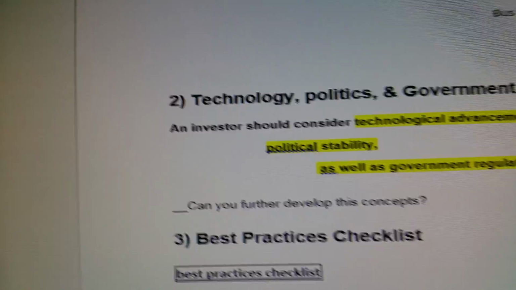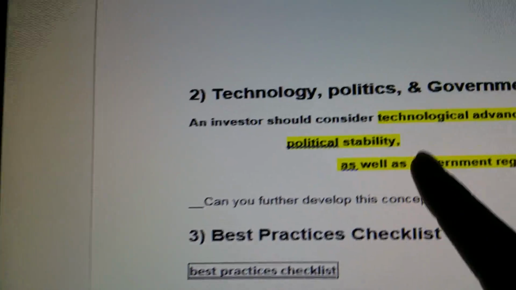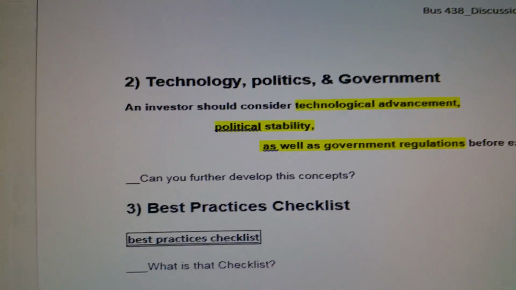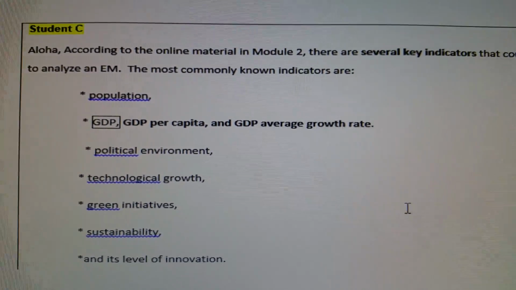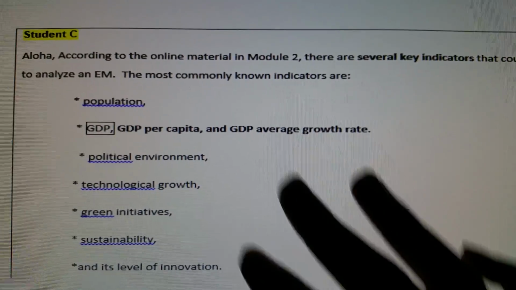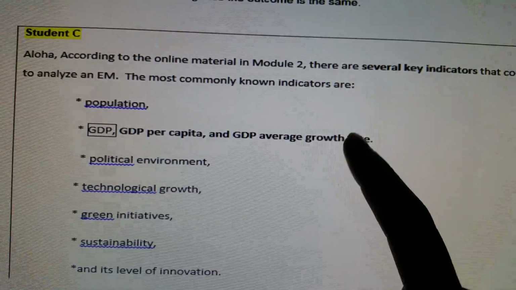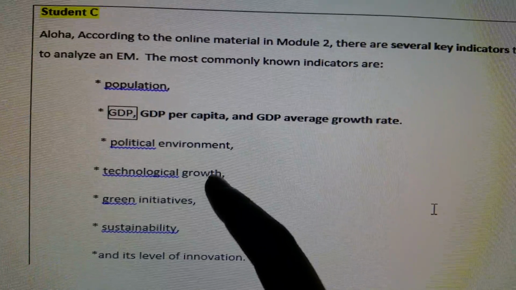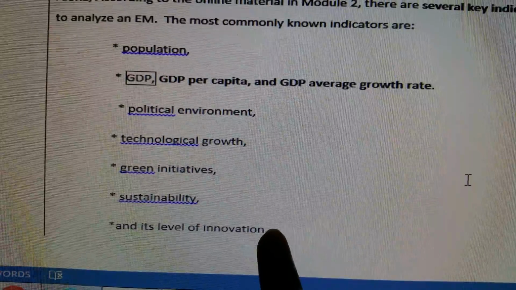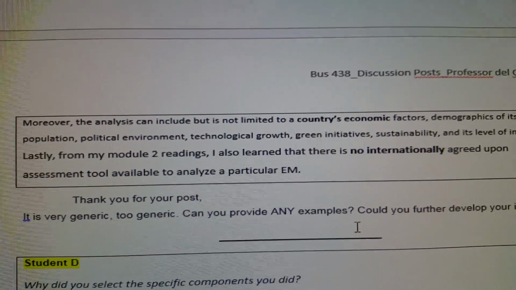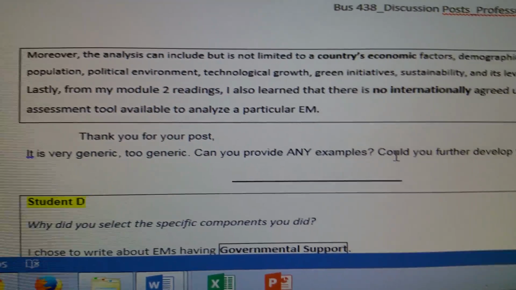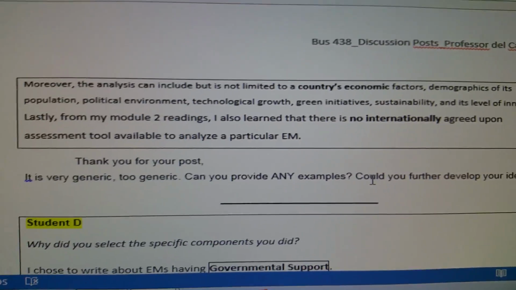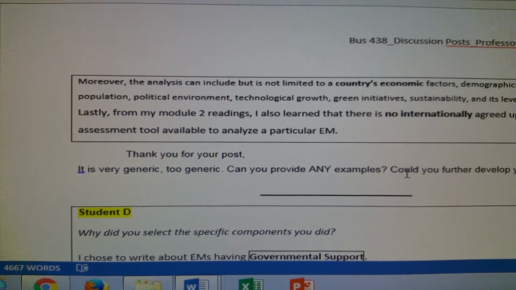I like that one. Technology, politics, and government, that's very good, but they are very broad concepts. Okay, this student was talking about all this population, GDP per capita, in general terms, technological level of innovation. I like this part, but it's vague, okay? One thing I was saying in the discussion, please try to find a concrete example, even if it's only one, okay?